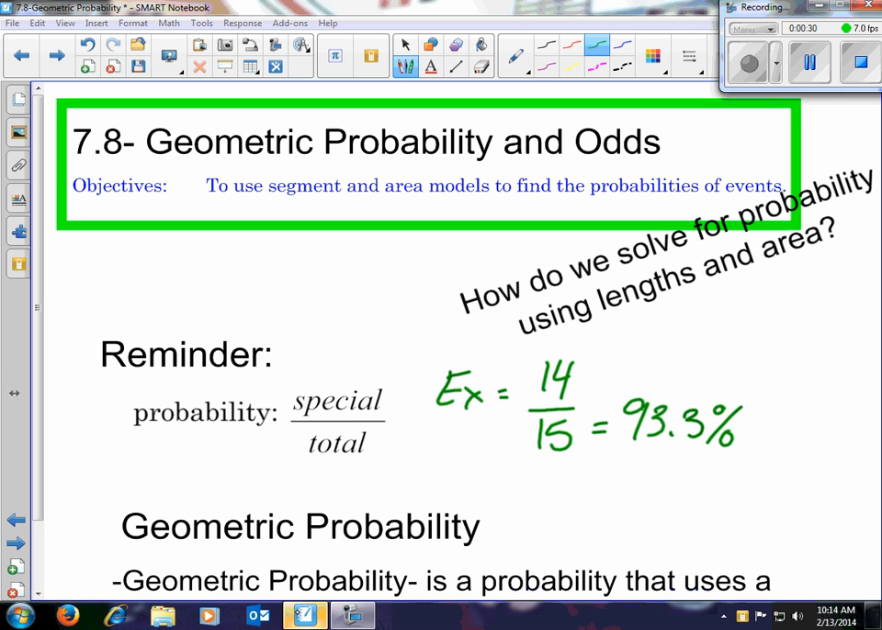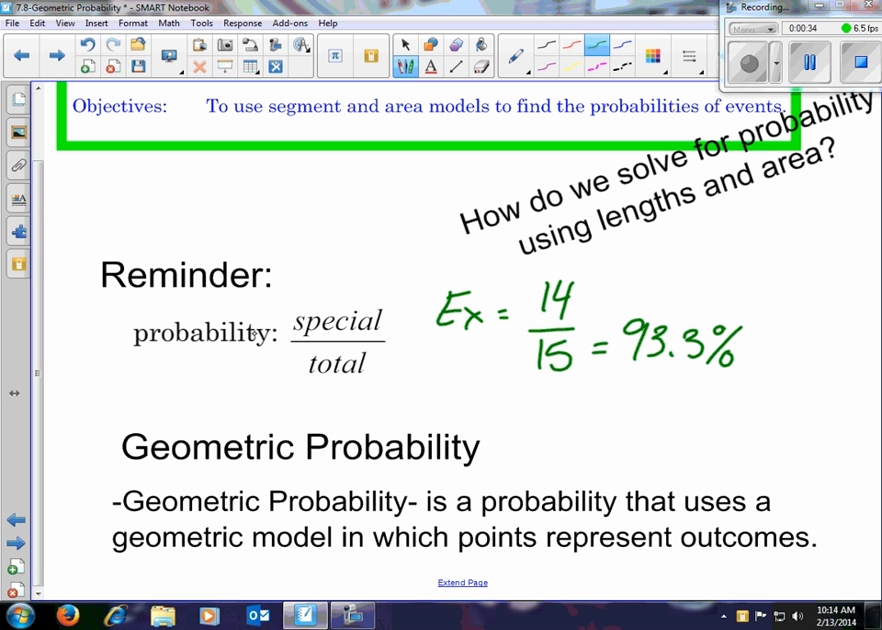Now, today we're going to talk about geometric probability. Geometric probability is a probability that uses a geometric model in which points represent outcomes. For example, if I were to have a dartboard, the bullseye is only a portion of the whole dartboard, and I'm going to find the probability of me being able to throw a dart and hit the bullseye.